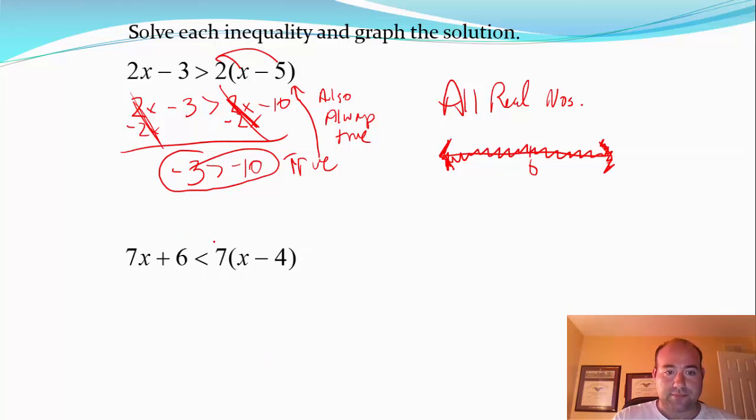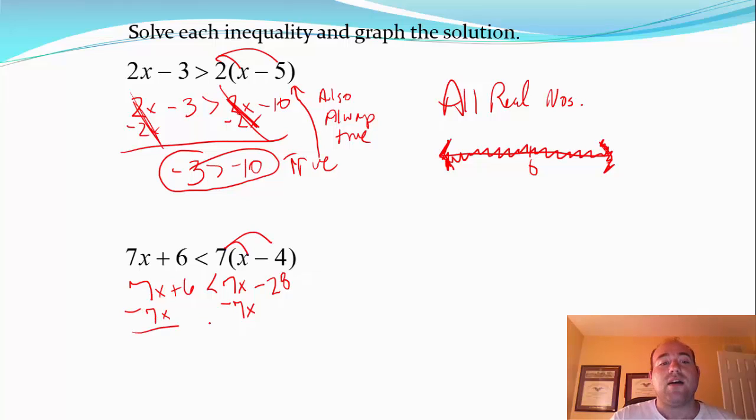Okay? Now let's look at the second example. And if you're astute, you may know where we're going with it. All right, so we're going to distribute the 7. Same thing, I got to get the letters to one side, so I'll subtract 7x from both sides. But I have a 7x on both sides, so all the x's cancel. I'm just left with this statement: 6 is less than negative 28.